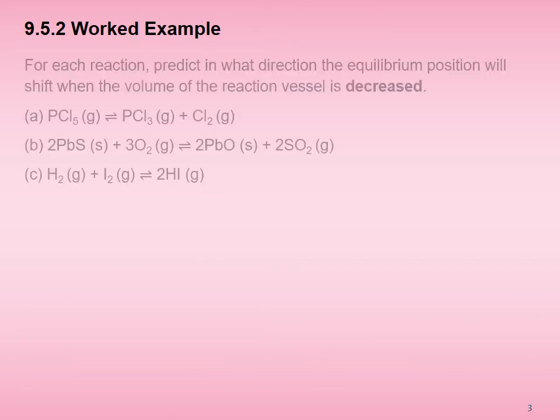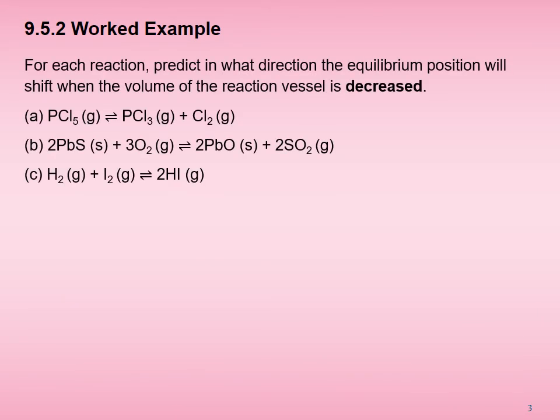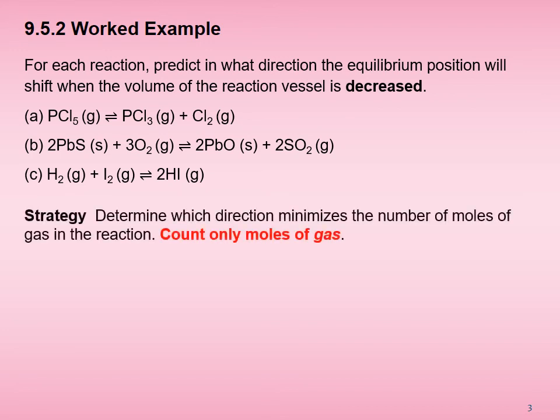For each reaction, predict in what direction the equilibrium position will shift when the volume of the reaction vessel is decreased. A decrease in volume means an increase in pressure. The system will want to undo that. That is, it'll want to decrease pressure. Therefore, determine which direction minimizes the number of moles of gas in the reaction. Count only moles of gas.